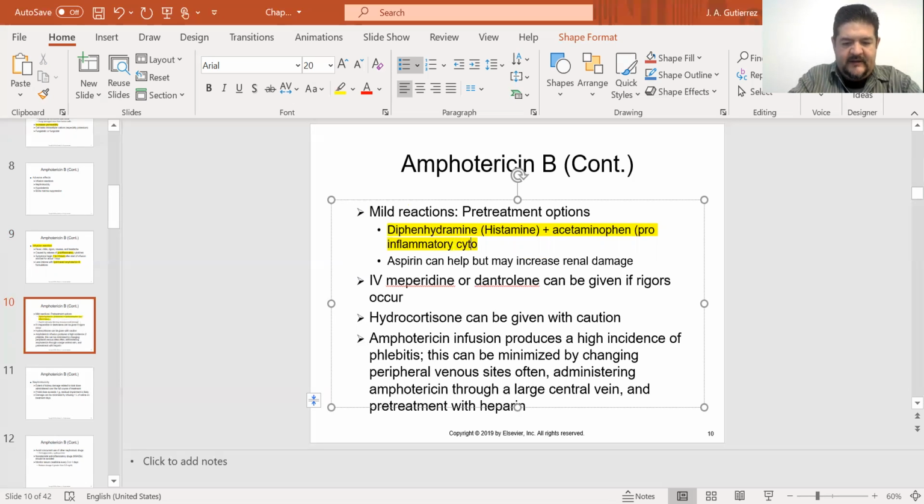pro-inflammatory cytokines. So acetaminophen is gonna block all those proteins that promote inflammation. So by giving this, usually it's between an hour to 30 minutes before we infuse. If we provide this to the patient, we can not prevent 100% of the infusion reaction, but it will be a mild reaction, something that the patient will be more able to tolerate.